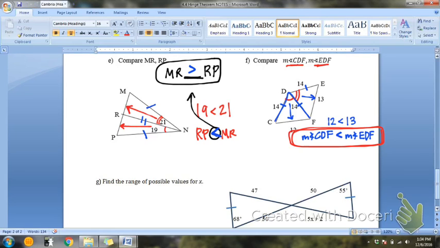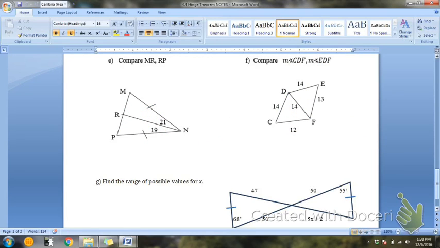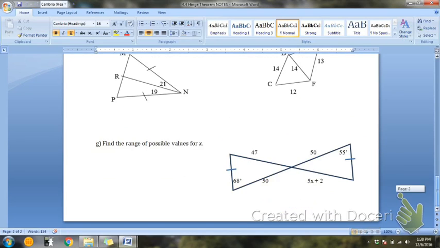All right. Letter G says find the range of possible values for x. See what you can do. What's the first thing we always do? Mark sides congruent. Which sides do I know are congruent here? Not vertical angles, I'm just talking about sides. 50 and 50, right? And I already have the ones on the outside marked. You see that? So this side with this side.